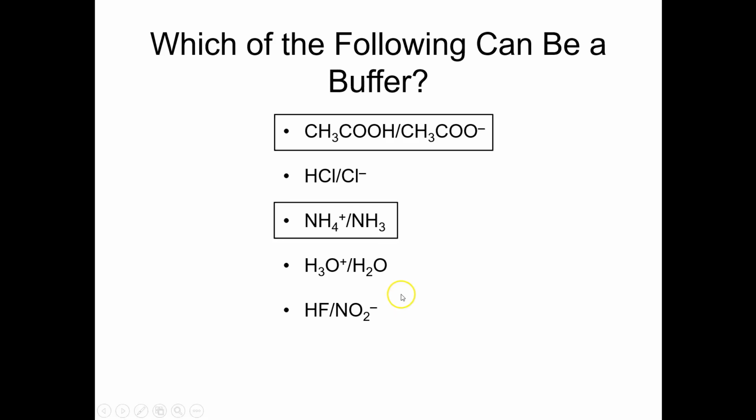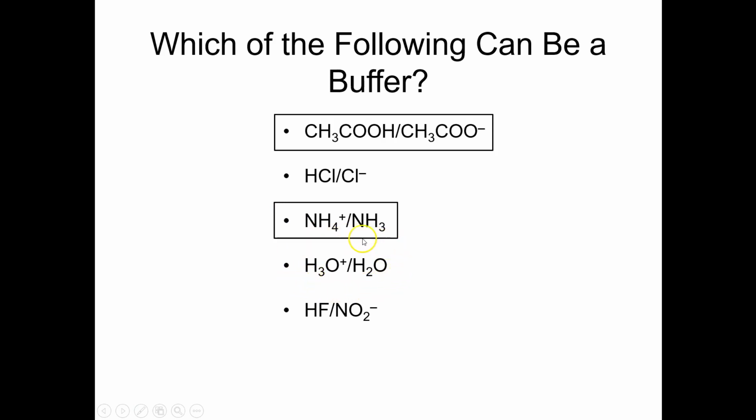The answer is the 2 that I've got highlighted here, because this is a conjugate acid-base pair and they are a weak pair. Acetic acid is a weak acid, acetate is a weak base. Hydrochloric acid and chloride would not be a buffer because hydrochloric acid is a strong acid. Its Ka value is much greater than 1, which conversely means that the Kb value of chloride is much, much less than 10 to the minus 14th. So that is not a weak acid-base pair. That is not a buffer. Ammonia is a weak base, and therefore its conjugate acid, ammonium, is a weak acid.